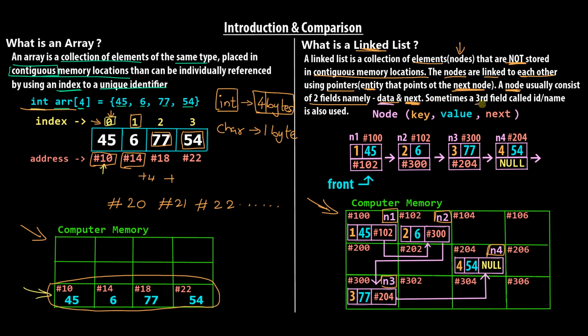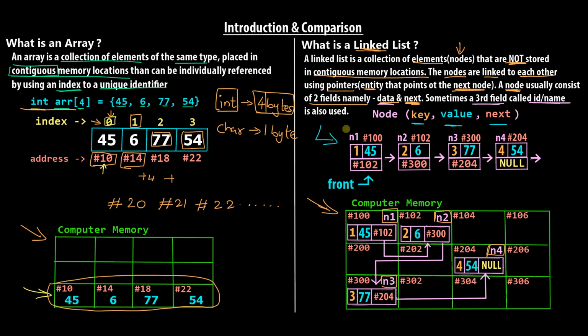However, sometimes you also have a third field called ID or name, and it is also used. So in our examples of linked list, whichever examples we've seen, singly linked list, doubly linked list and whatnot in this course, we always had key and value as two fields and then the next pointer as the third field. Okay, so this is particularly for a singly linked list. If it was a doubly linked list, obviously we would have a previous pointer as well. And this is how the data structure visually looks.